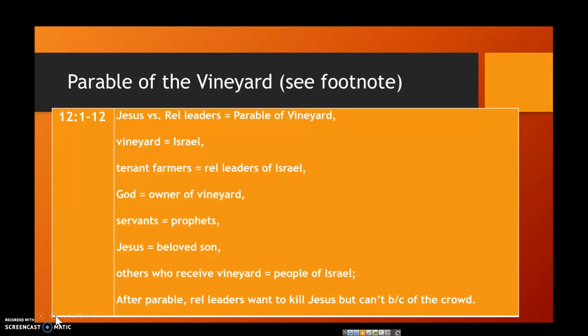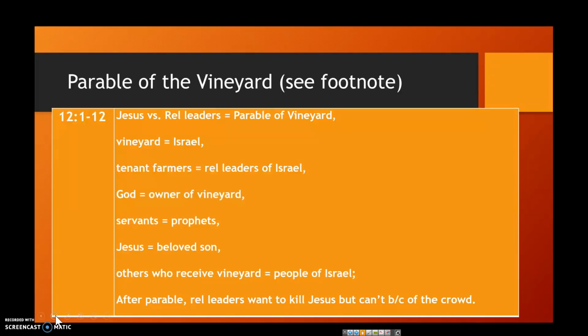And so if we look at the meaning of this story, and if we break it down, we see that Jesus is really talking about the religious leaders and addressing them with this story. And so if the vineyard is Israel, then Jesus is saying that this vineyard, which is owned by God, was given to these tenant farmers. And a tenant farmer is someone who would work the land. They wouldn't own it, but they would work it for the owner.